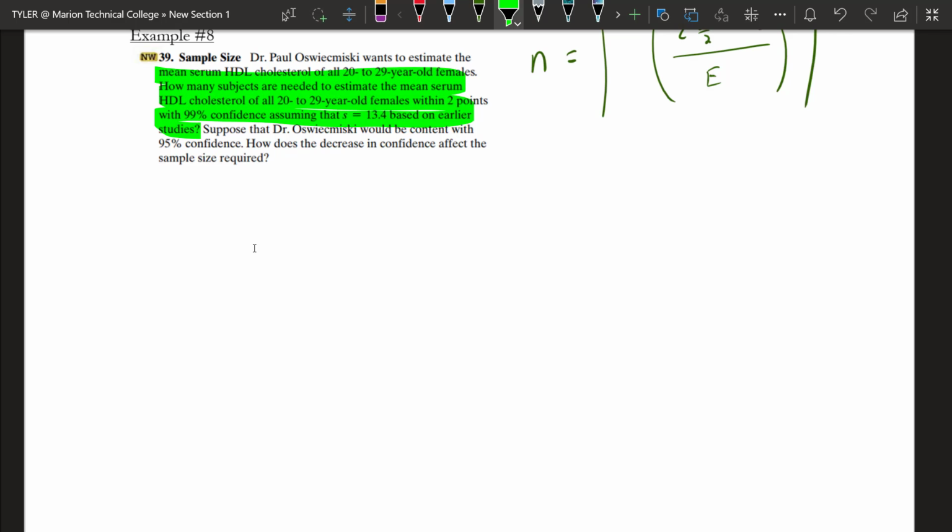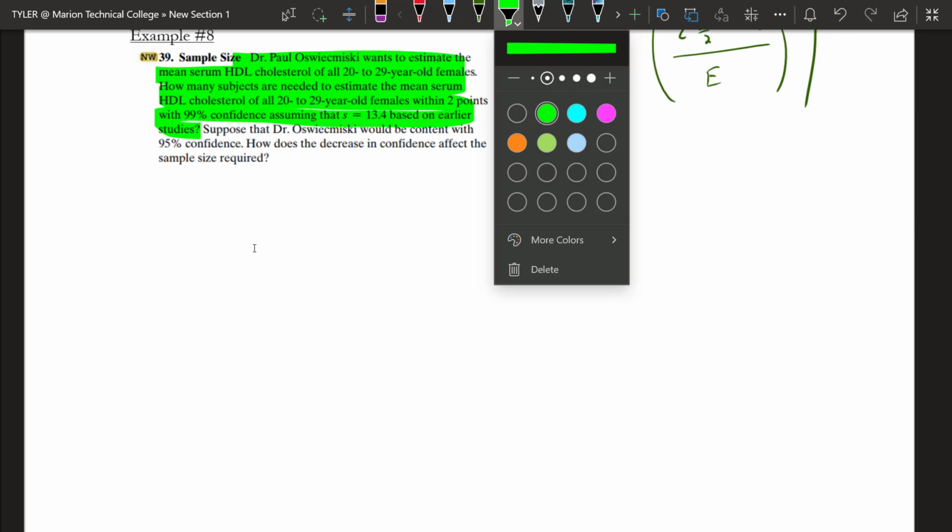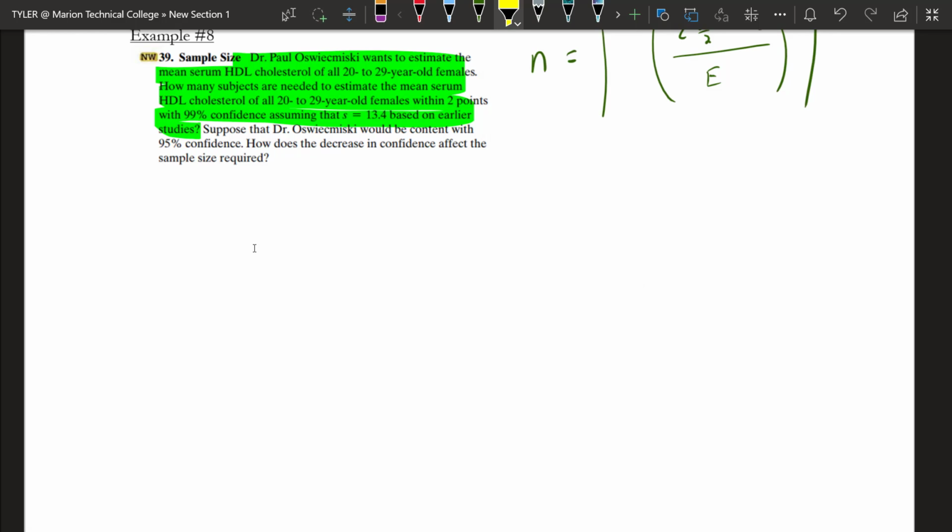Then there's another part that I'll highlight in yellow here, right? There's two parts.